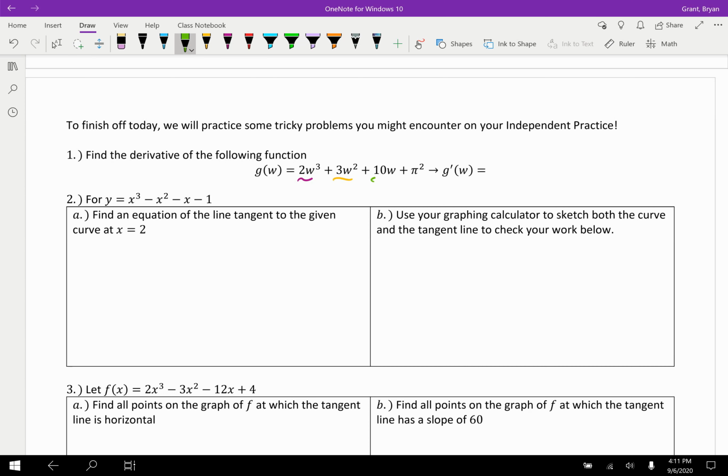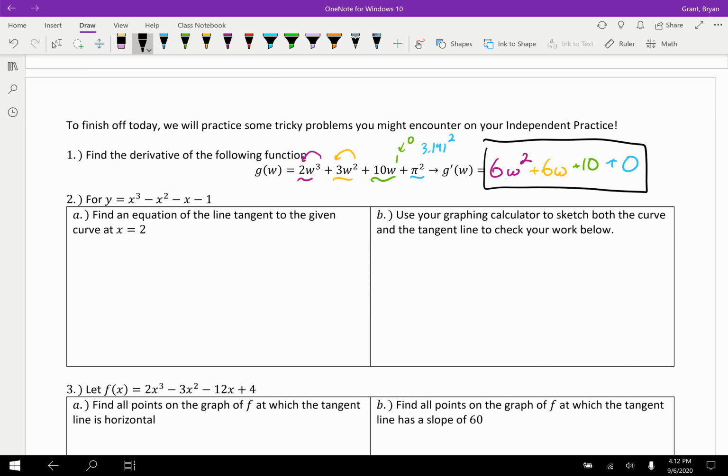I'm going to color coordinate this so you can keep up with each of them. 2w cubed, 3 multiplies by 2 to get 6, w squared. Easy enough. Our yellow one, 2 multiplies by 3 to get 6w. 10w, well, this 1 is going to multiply by 10, and then the power is going to end up becoming 0, and the w is going to cancel out, so I think the derivative of 10w is just 10. And last but not least, pi squared. Ooh, pi is a constant, trying to trick you here, right? This is all a constant, it's 9 point something, and the derivative of a constant is always 0. And there is our answer.